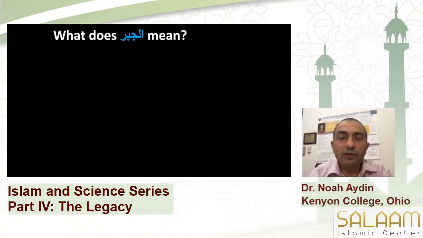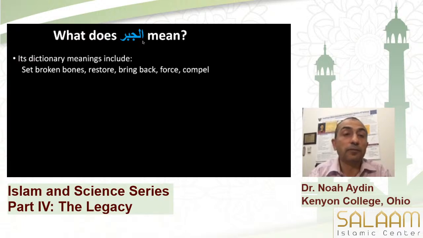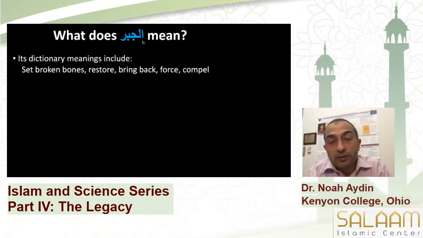So what does al-Jabr mean in Arabic? Remember, Arabic is a root system. Jabara is the root here. Al is the definite article. Its dictionary meanings include setting broken bonds, restoring. Setting broken bonds is related to the idea of restoring, but it also has the meaning of forcing and compelling.